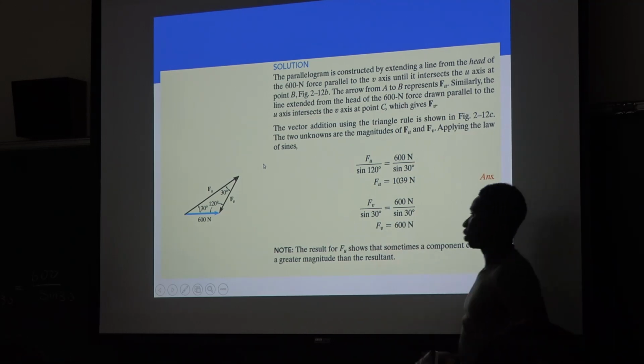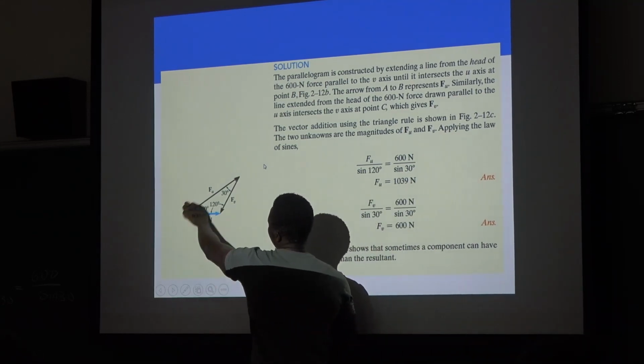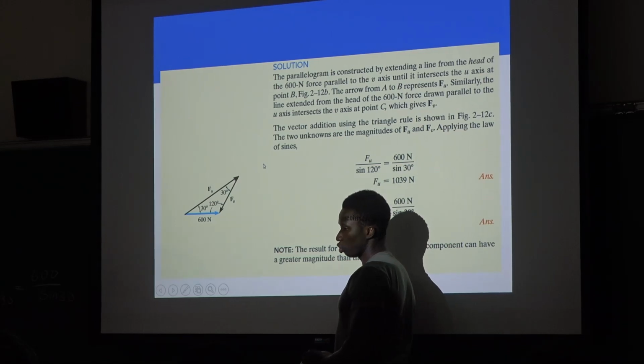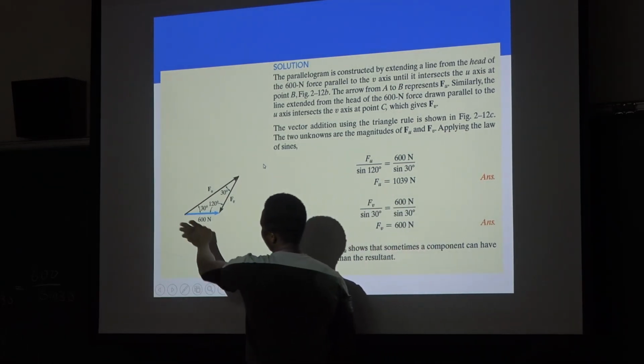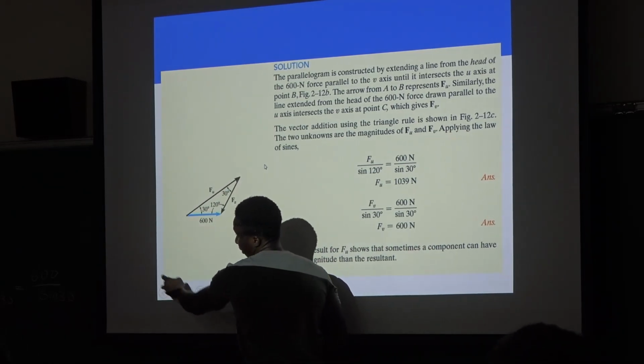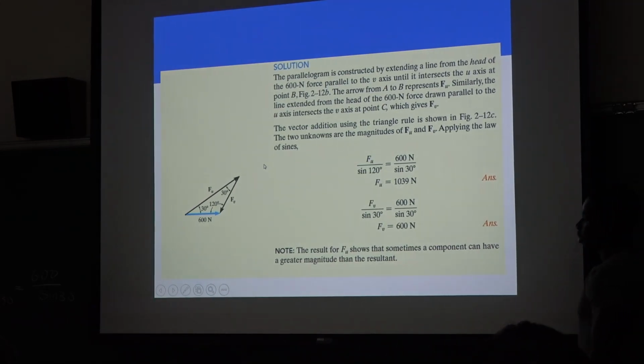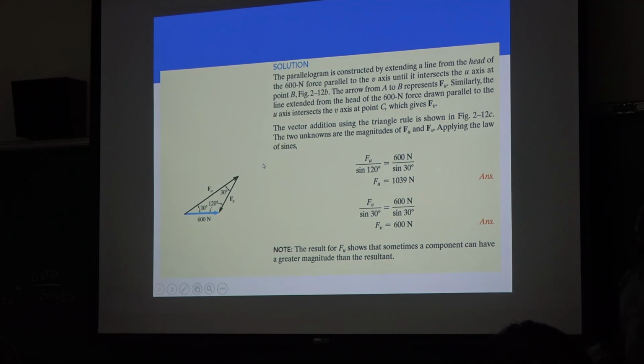But if they are all very close, for example, if they were all like this and this, it will be hard for the component force to be larger than the resultant. But if one component is here and another one is here, then it's most likely that one of the components can be larger than the resultant force.